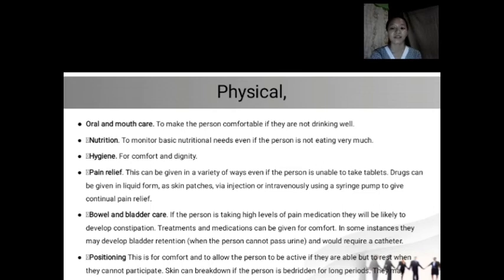Drugs can be given in liquid form, as skin patches, via injection, or intravenously using a syringe pump to give continual pain relief. Also, bowel and bladder care. If the person is taking high levels of pain medication, they will be likely to develop constipation. Treatments and medication can be given for comfort. In some instances, they may develop bladder retention, when the patient cannot pass urine and would require a catheter.